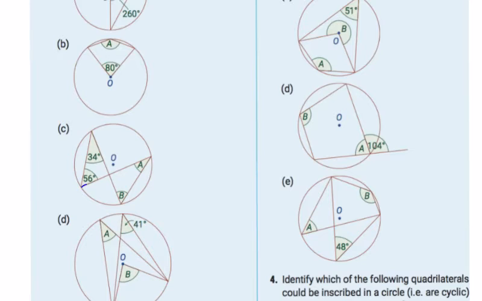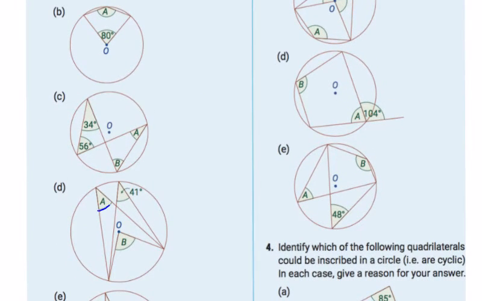Well, A, these are standing on the same arc, so A has to be 34 here. A and 34 are going to be the same. So A is going to be 34. And what you write is angle standing on the same arc, and then B has to be 56. Same reason, angle standing on the same arc. This one here, A has to be 41, again, angle standing on the same arc. And B would have to be 82, double A. So A and B, 41 and 82.